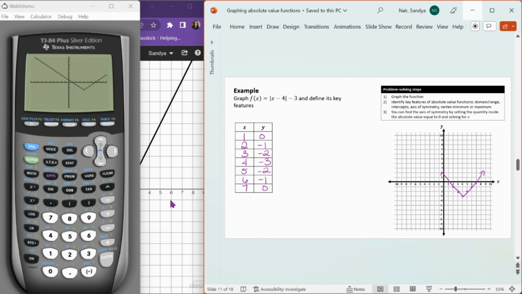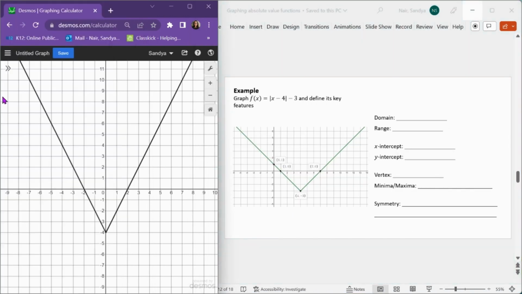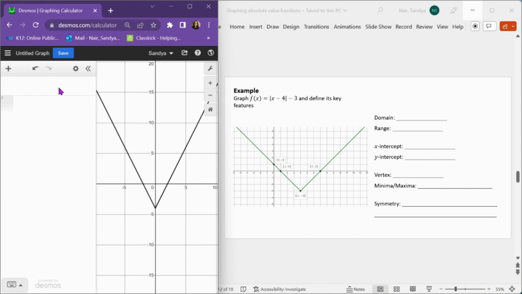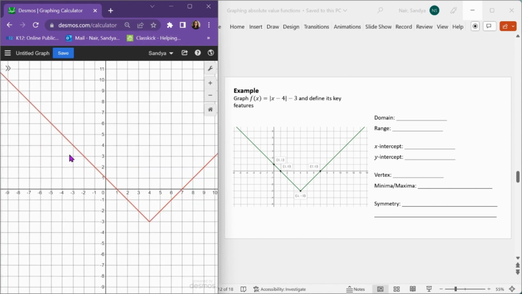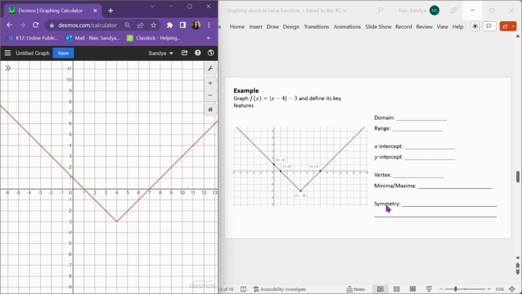Okay, so now let's define its key features. For key features, I'm actually going to use Desmos to help me out. So I'm going to go here, do absolute value, and then I do x minus 4, and then I'm going to click out of that, and then do minus 3. Because the graphing calculator doesn't have that feature where you can just click on a point and it tells you the coordinates. You kind of have to move the cursor around. So I like to do this part in Desmos.